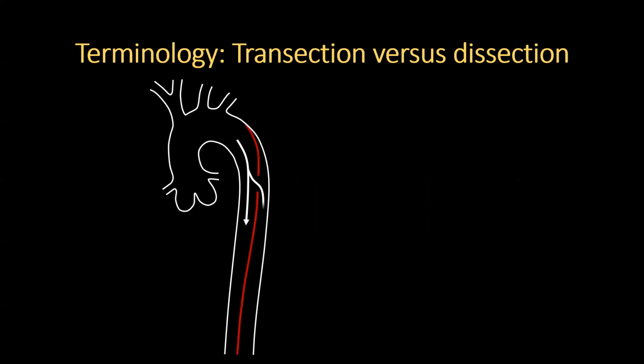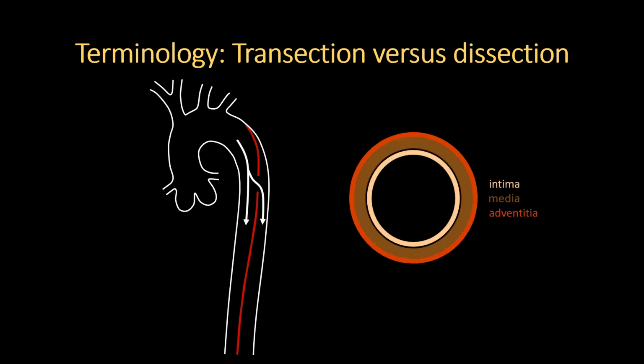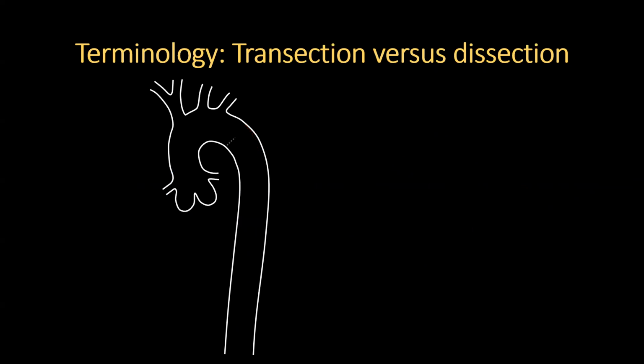Now we will discuss terminology, classification, and management implications. The distinction between transection and dissection is commonly confused. However, these terms are not interchangeable. This is an example of a Stanford Type B aortic dissection with a dissection flap separating the descending thoracic aorta into a true lumen and a false lumen. A dissection implies a diseased media and the abnormality is propagated longitudinally through the aorta.